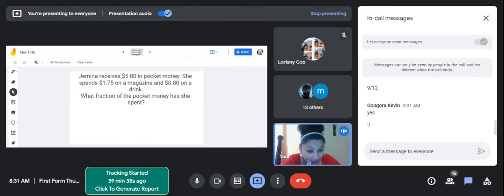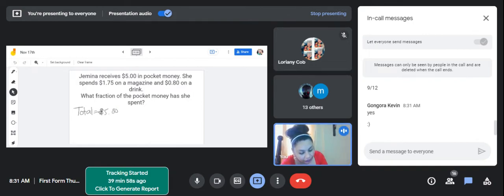Whoosh, so many things are happening in this question, right? We have 4 minutes. I think we can finish this question in 4 minutes. Jamina receives $5 in pocket money. So this is her total. $5, that is her budget.